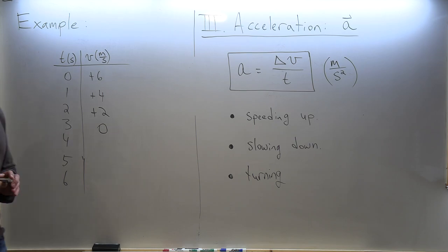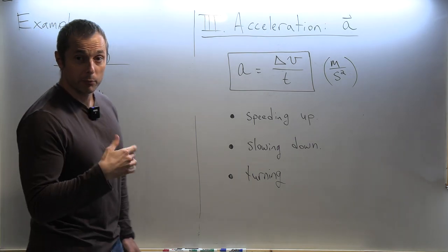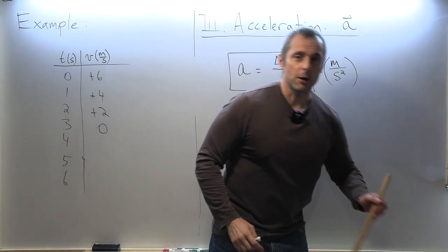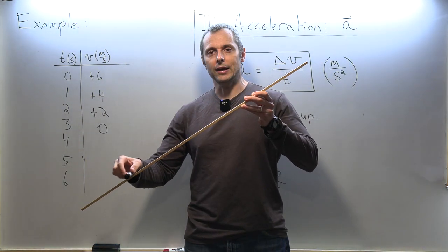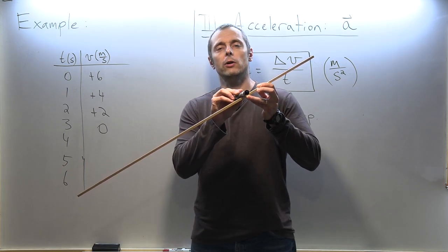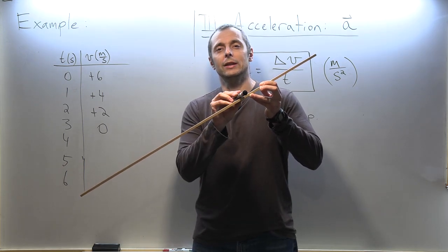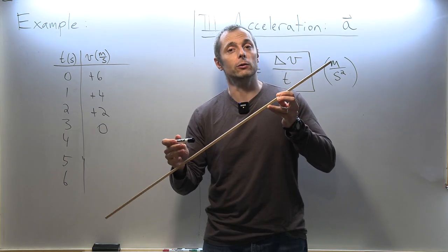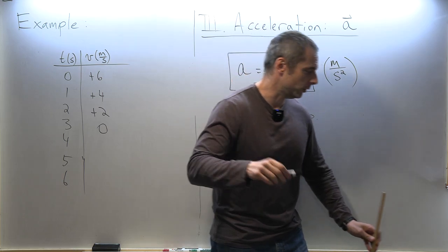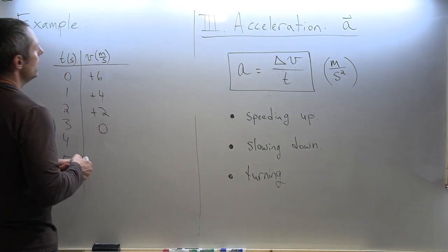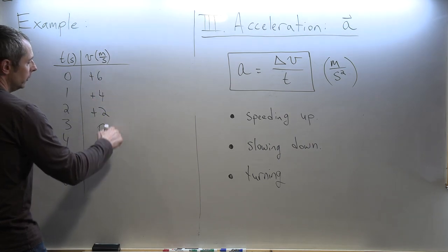What could cause this? Possibly my brake pedal. Or another possibility is I'm going up a hill at 6 meters per second and then I run out of gas. And the car is going to slow down because the hill wants to pull it this way. So it coasts and it's slowing down because of the gravity on the hill pulling it the opposite way. We'll talk more about that in the next topic. So that's a possibility.